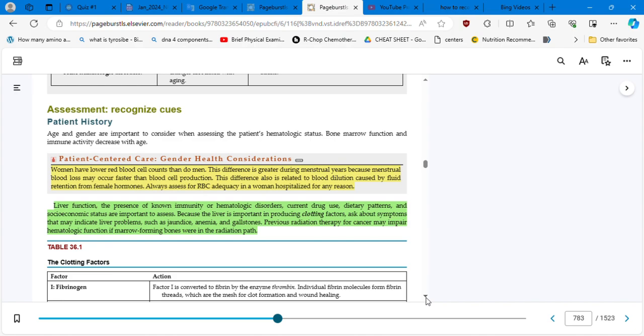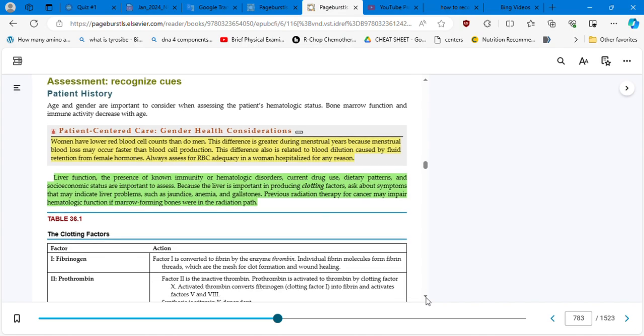In our nursing assessment, patient history, let's consider that women have lower RBC counts than men in general. This difference is greater during menstrual years because of menstrual blood loss, of course, and faster than blood cell production. So you lose more blood in menstruation than the production that is done in the body. This difference also is related to blood dilution caused by fluid retention from female hormones.